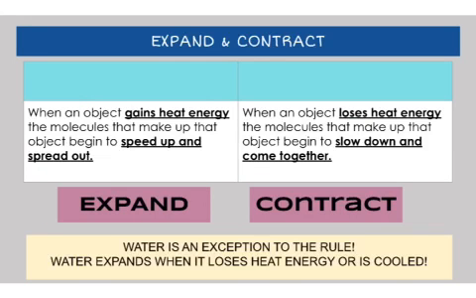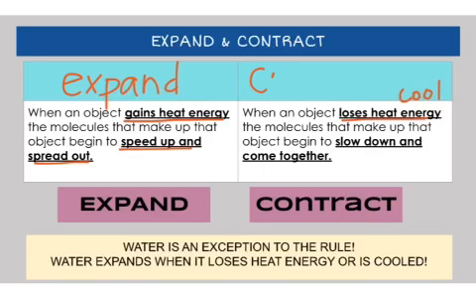So expand and contract. When an object gains heat energy, so that means it gets warmer, the molecules that make up that object begin to speed up and spread out. And this is called expand. And then when objects lose heat energy, so they're going to be cooling down, the molecules that make up that object will begin to slow down and come together. This is called contract. This is true except for water. Water is the exception to the rule.